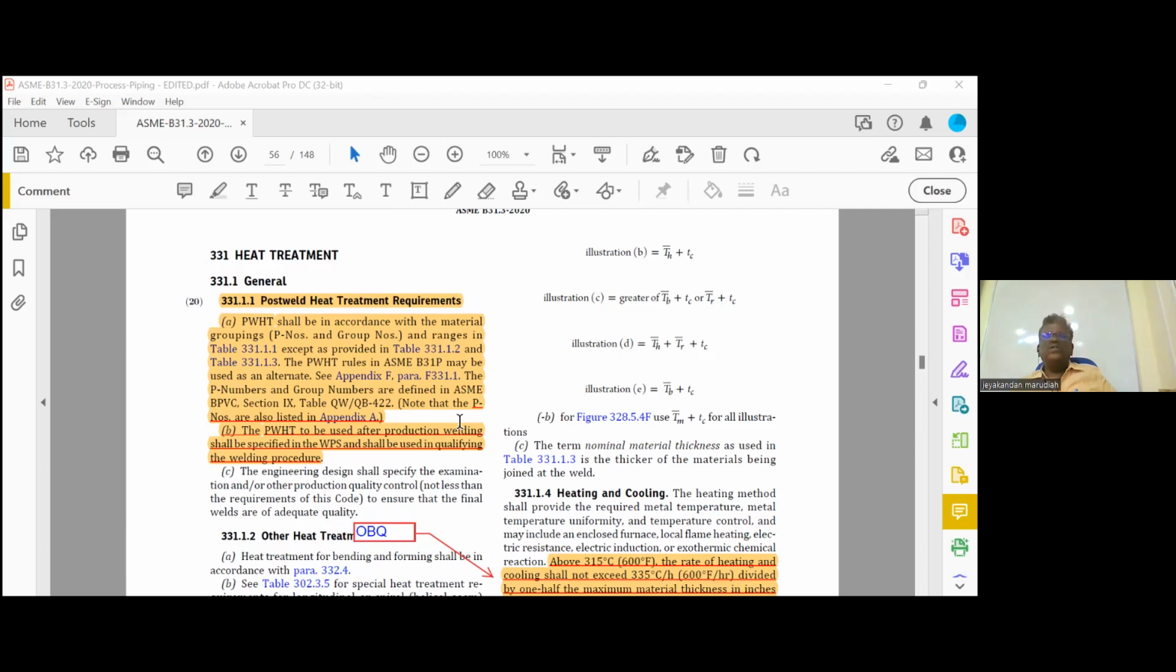So how are we doing the PWHT? There are two types of PWHT. One is called furnace PWHT. That's why I'm looking for the picture. There is a picture. 1 minute.